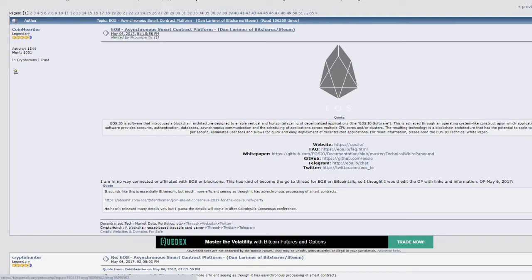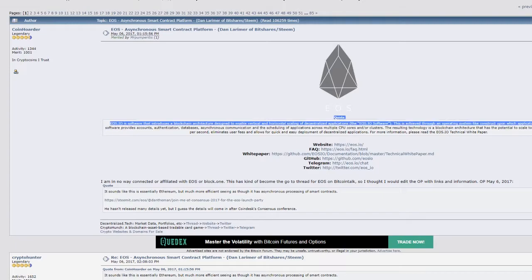It stands for Asynchronous Smart Contract Platform. So we can assume it's similar to Ethereum, although it's going to be obviously different. The Bitcoin talk describes EOS as a software that introduces a blockchain architecture designed to enable vertical and horizontal scaling of decentralized applications. So extremely versatile applications that can exist on a smart contract platform. And this is achieved through an operating system-like construct upon which applications can be built. So we're developing an operating system where the dApps can be developed and exist on. So that's pretty cool.